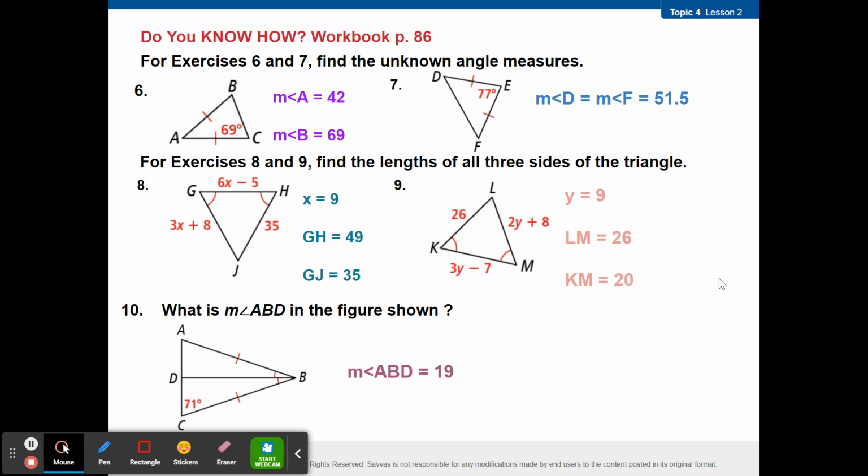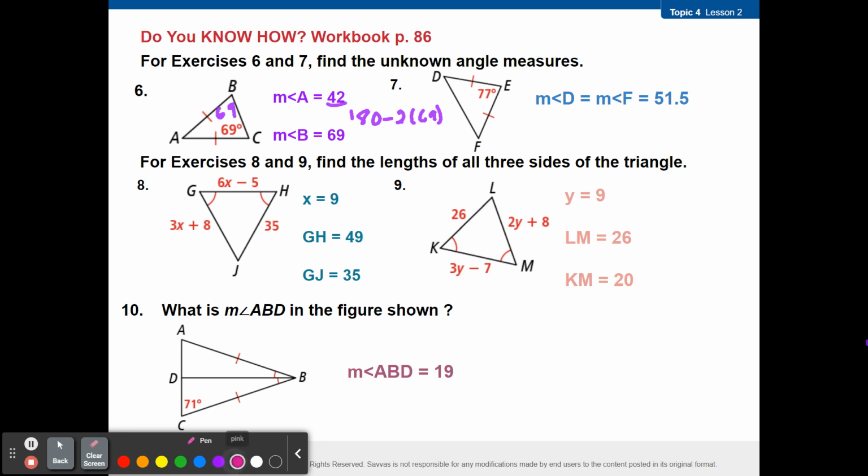Let's take a look at number 6. Since this is an isosceles triangle, I know it's isosceles because I have these two congruent sides. This angle has got to be 69 also. Now, to find the measure of angle A, I would take 180 minus 2 times 69, which should leave you with 42 in the end. Does that make sense? Any other questions?